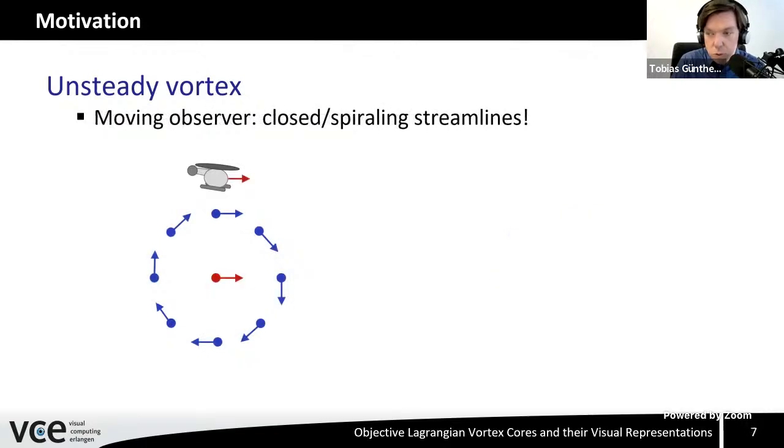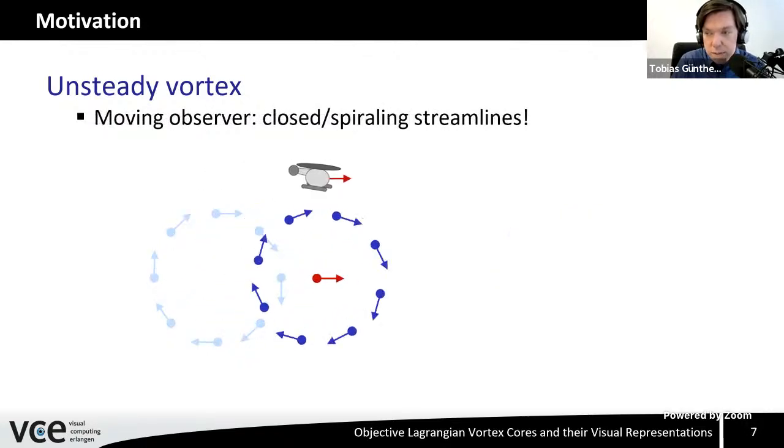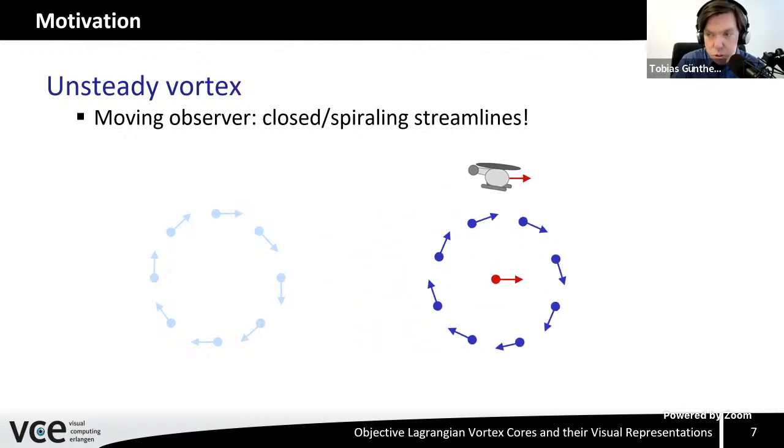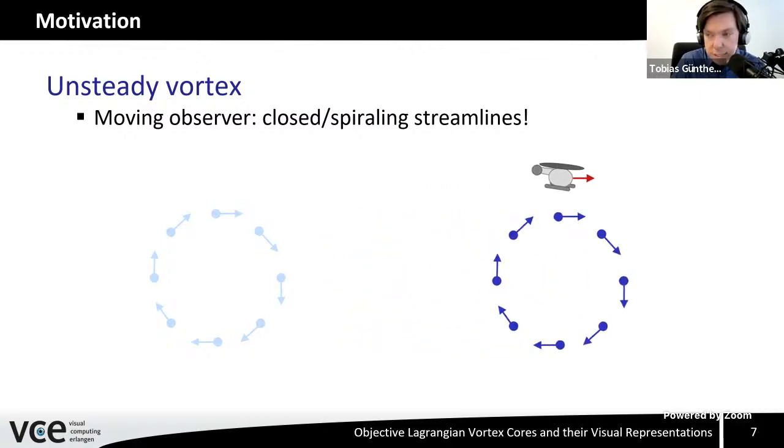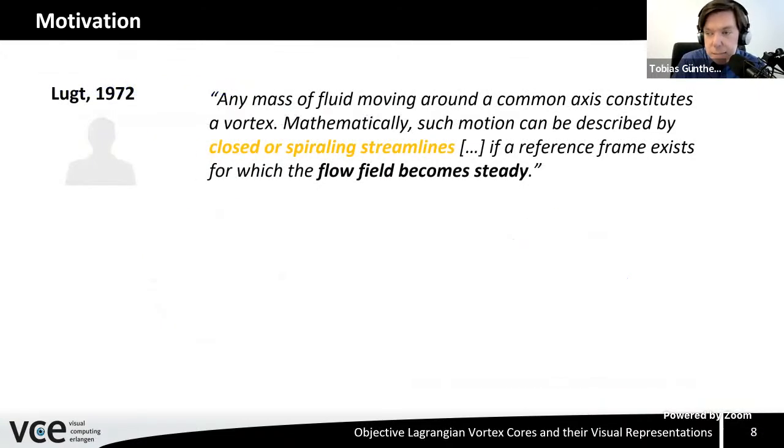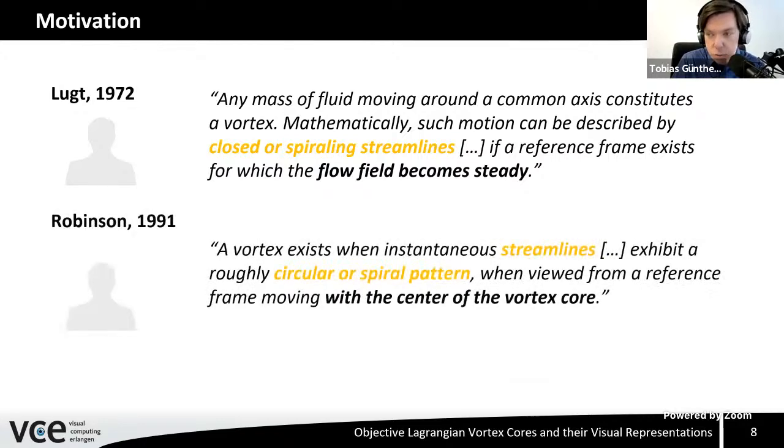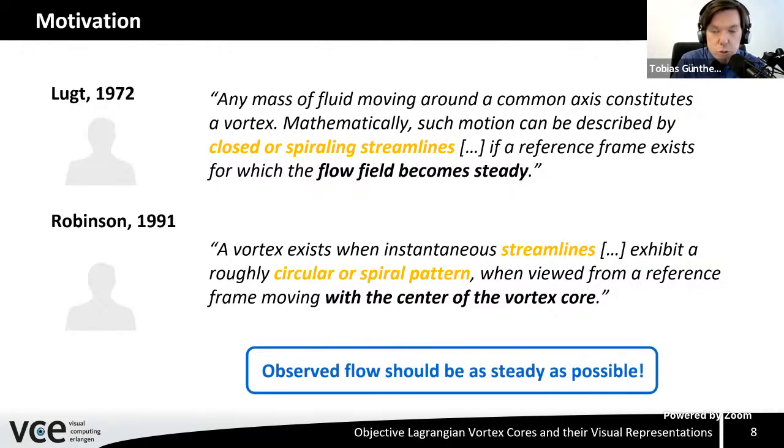Now, if the observer, on the other hand, would move along with the vortex, then there wouldn't be a relative motion between the two. And so the observer truly sees the spiraling motion the whole time. So when we look for such spiraling motions, the question is, how do we figure out what the right observer motion is? Now, this has been theorized for quite a long time. Luke and also later Robinson said decades ago that we should be looking for a reference frame in which the flow becomes steady. That is, the observed flow should be as steady as possible.